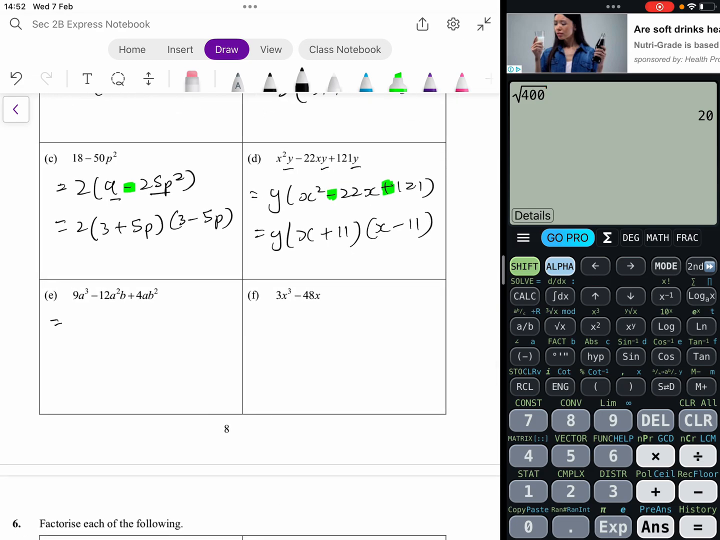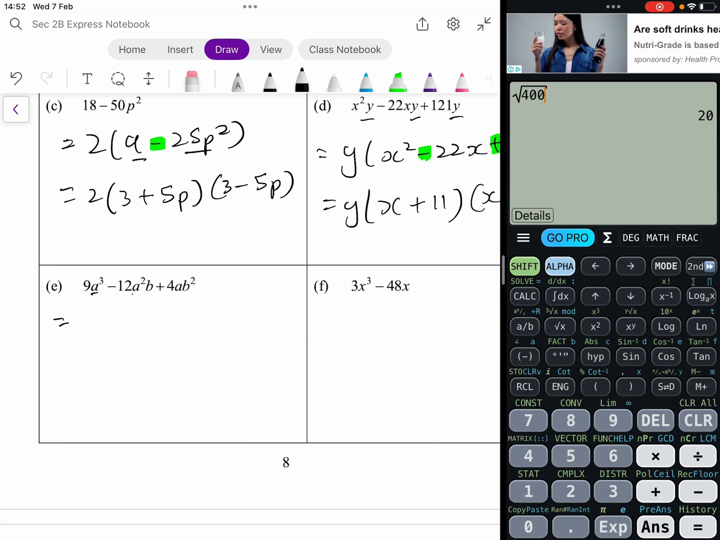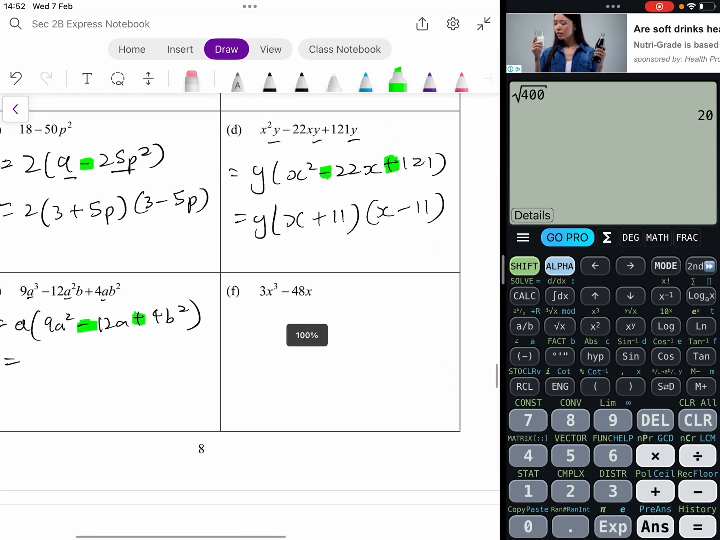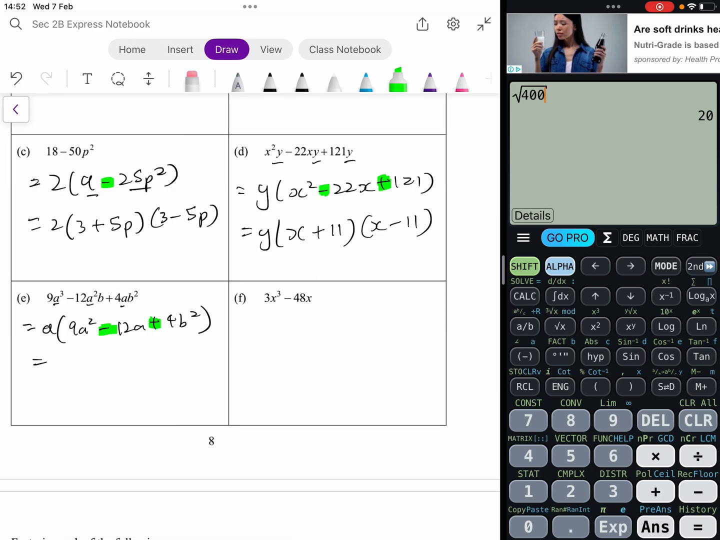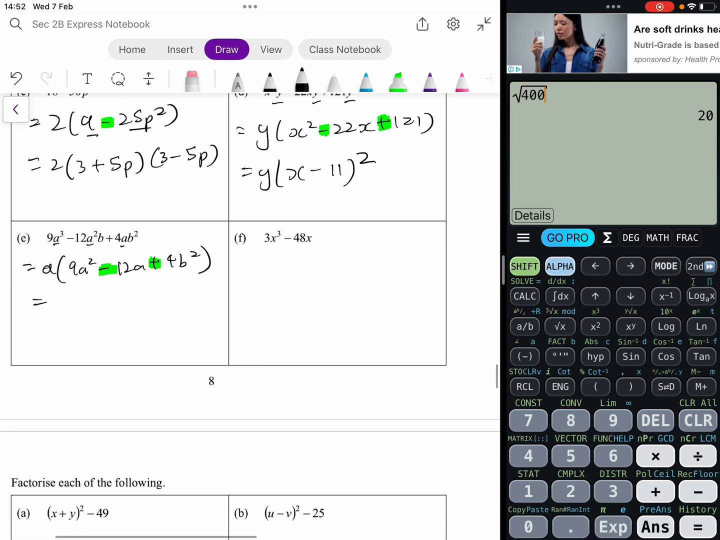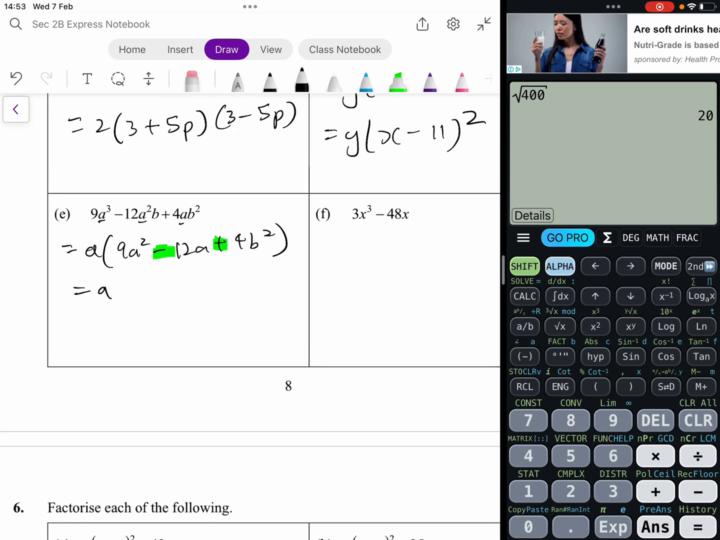And lastly, common factor a. 9a squared minus 12a plus 4b squared. Take note, minus plus. Oh, sorry. Did this too fast. This should be x minus 11 squared. Okay, so moving on. A times 3a minus 2b squared. Okay.